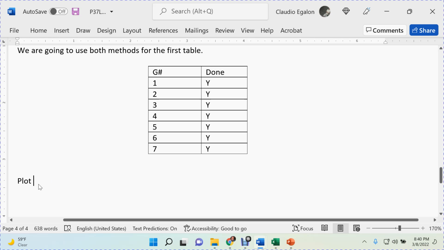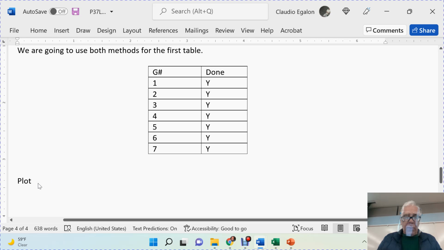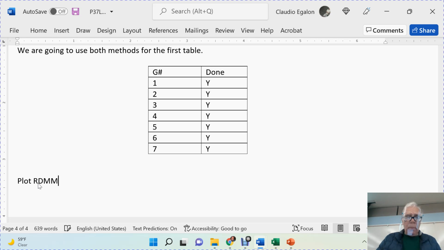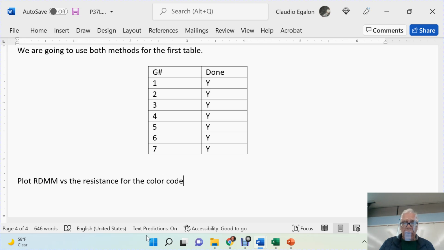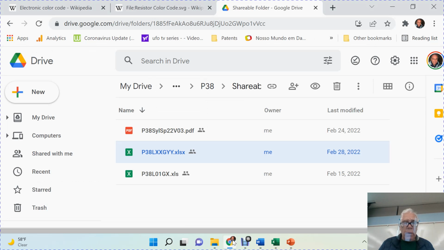Plot the resistance DMM versus the nominal value versus the resistance for the color code. Okay, I'm going to show you what we do. Here you go.